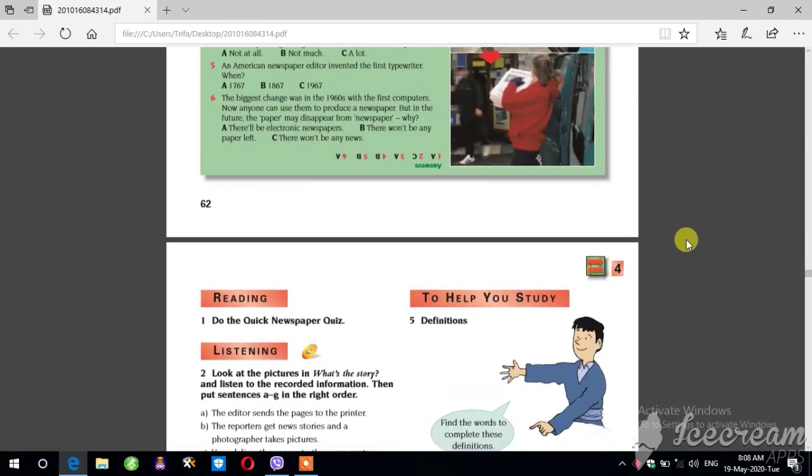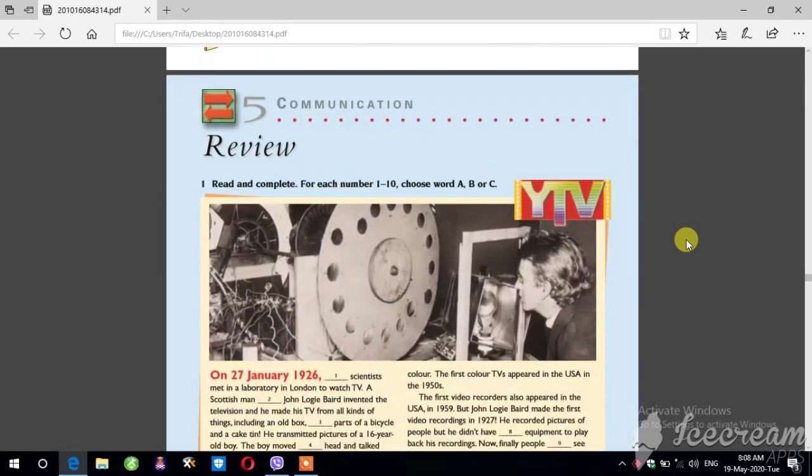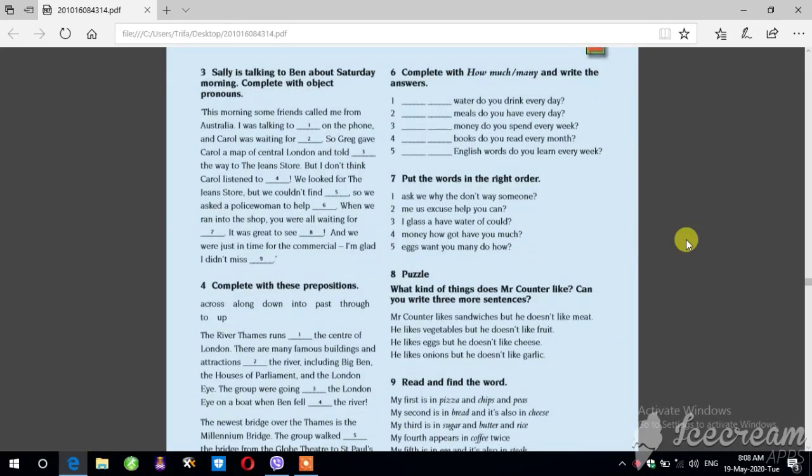If you look at here, look at the review, the same, there are some good exercises. Look at here. Point 6 is about how much, how many, the same. These are good examples. Water. Water is uncountable. But if there are 2 glasses, 3 glasses of water, we say it is countable. But here water is uncountable. Meals. Meals, there is S at the end of the noun, is countable. How many?